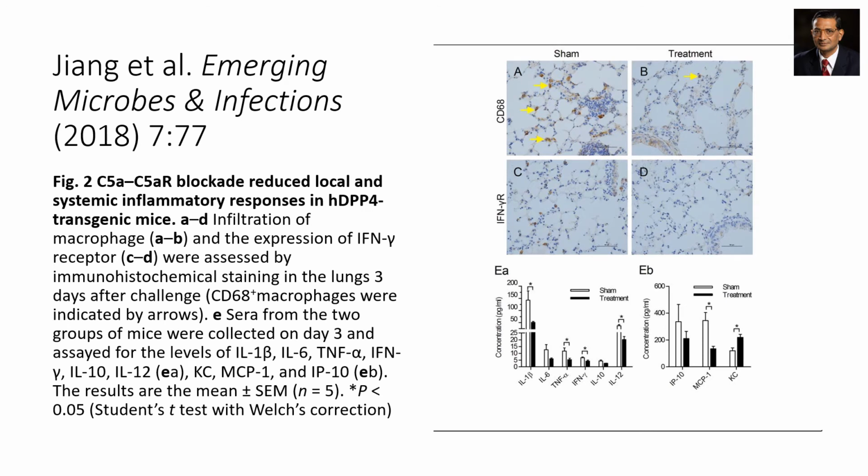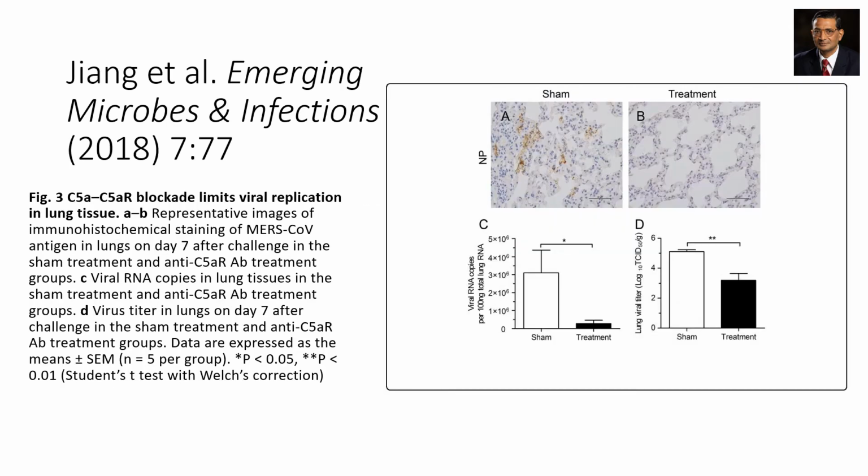In the same animal model, they show that blocking C5, which is the common path for complement activation, attenuates the cytokine response and limits deposition of the membrane attack complex in lung tissue. Now, very interestingly in this model, blocking complement also dramatically reduced viral density in the lungs.